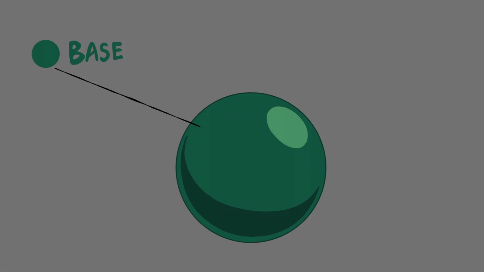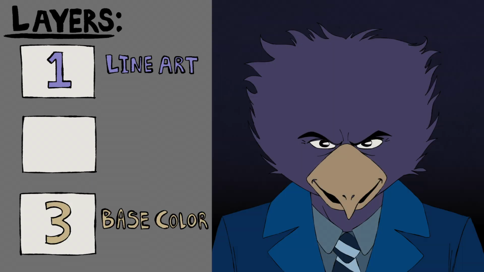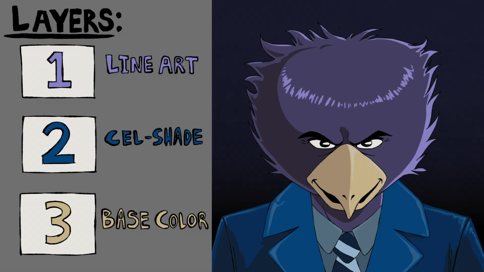Cel shading typically uses 3 variations of a main color: the base color or mid color, a lighter version of the base color for the highlight, a darker version of the base color for the shadow. This type of simplified, flat shading is done by stacking the highlight and shadow layers on top of the base color layer. Here's some cel shading tips.